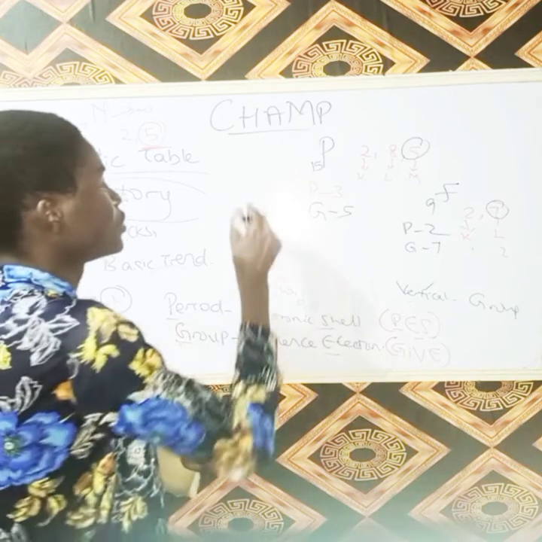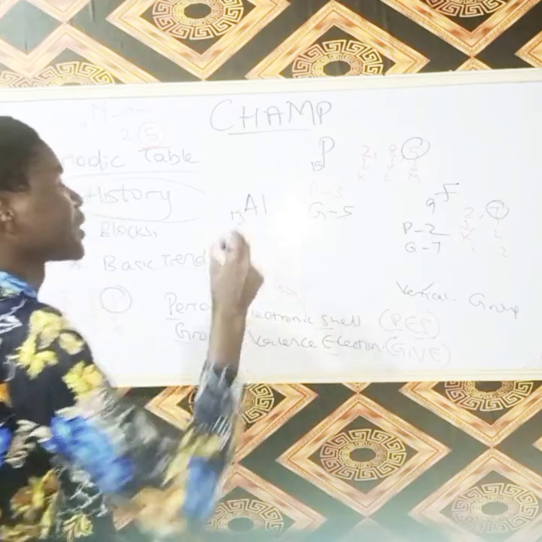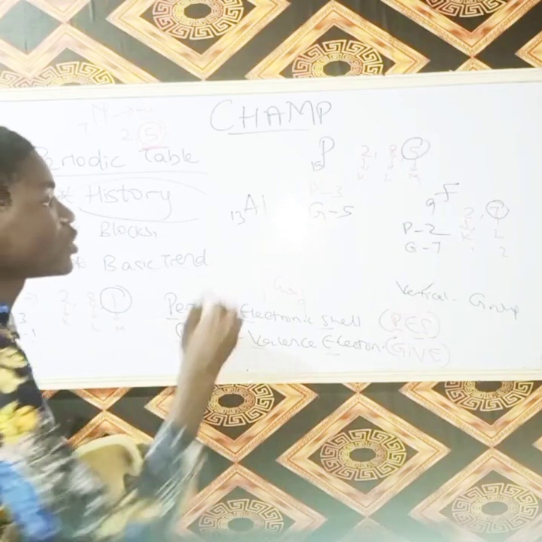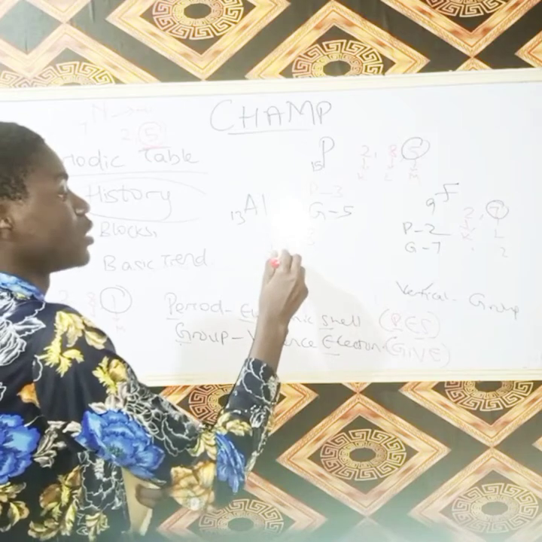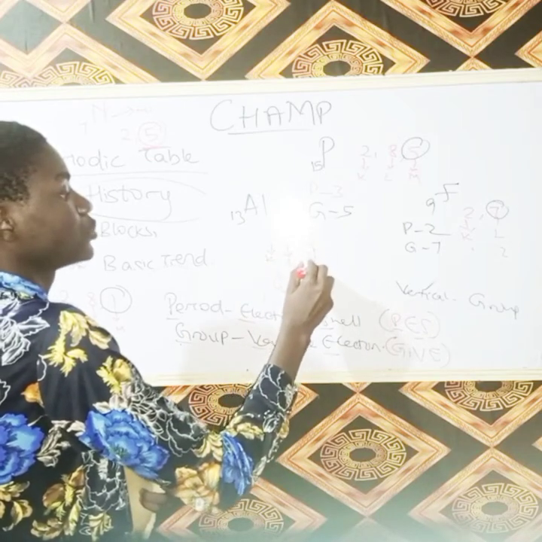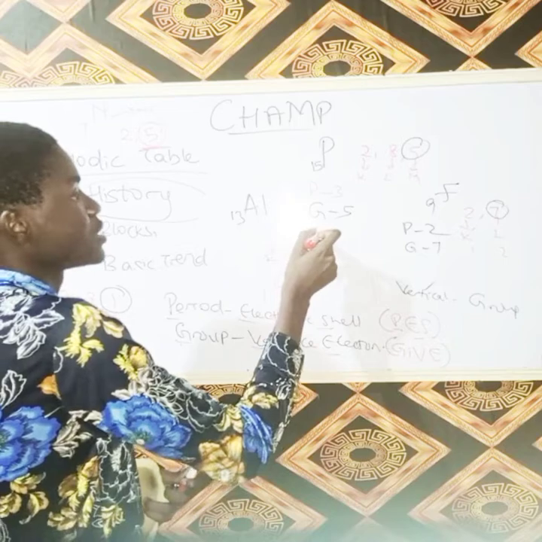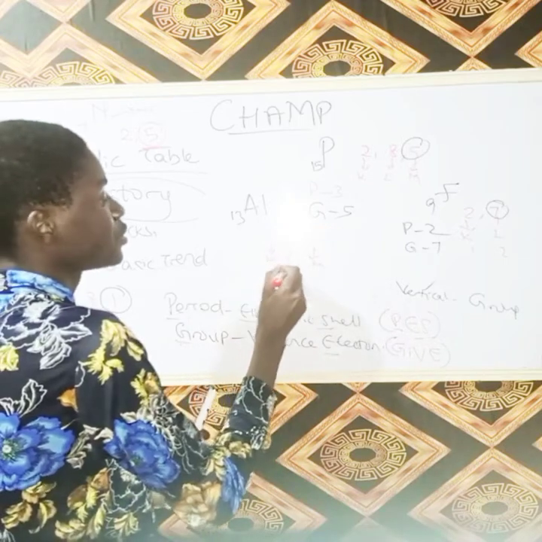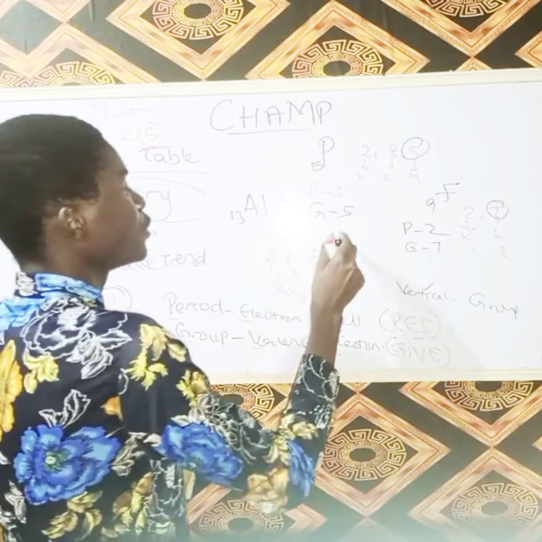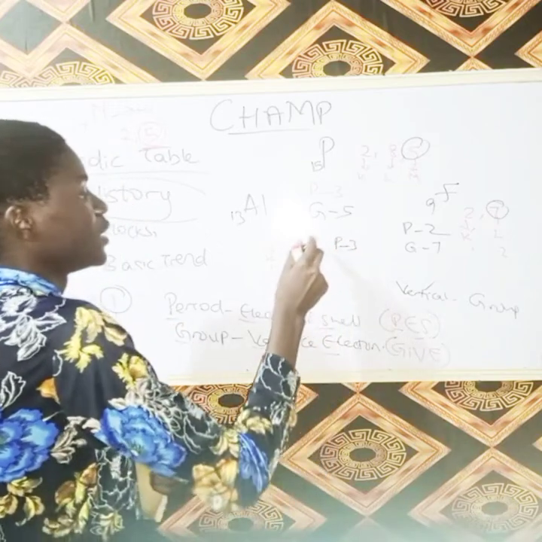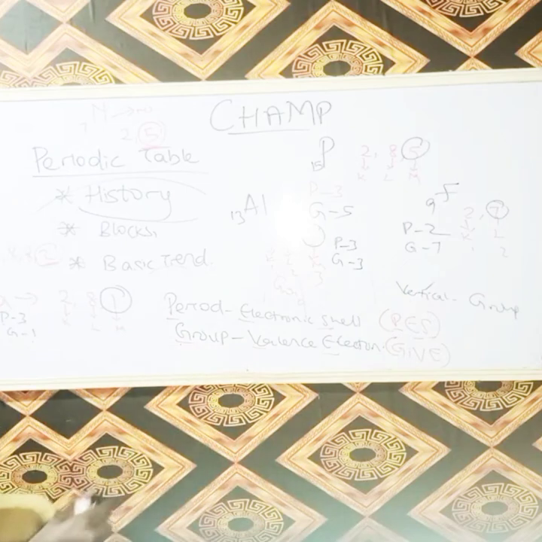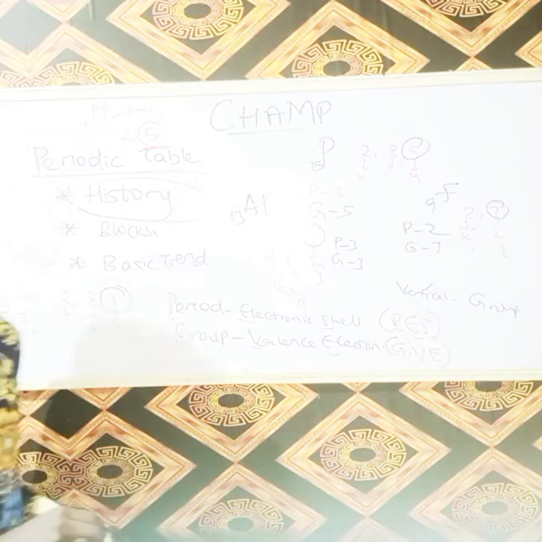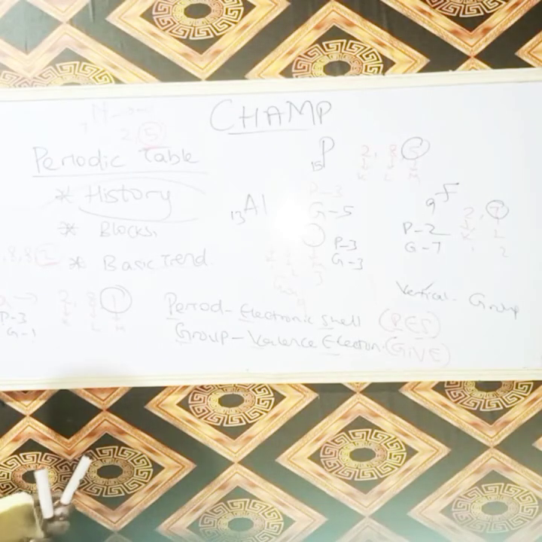Let's try one last one. Aluminium, 13. If you have to draw it, it will be 2, 8, 3. K shell, L shell, M shell. So this is aluminium. How many shells? 1, 2, 3. So period 3. Then the group, the outermost one, is also 3. So aluminium is in period 3, group 3. We get it now. So that's just how that works.